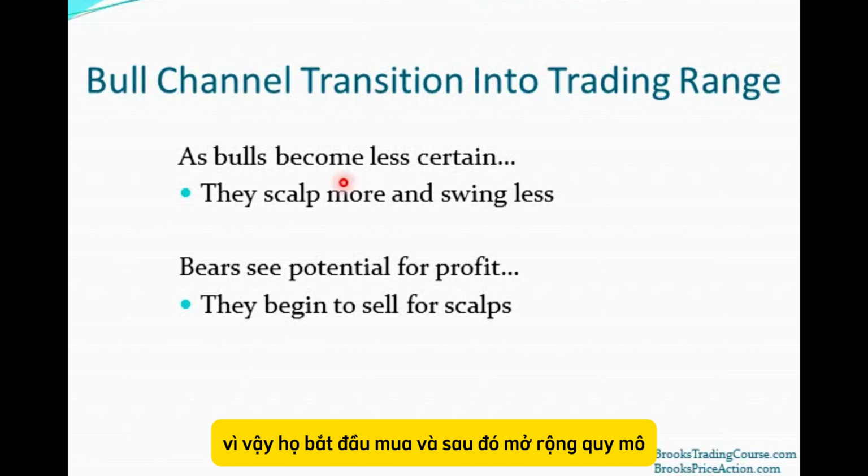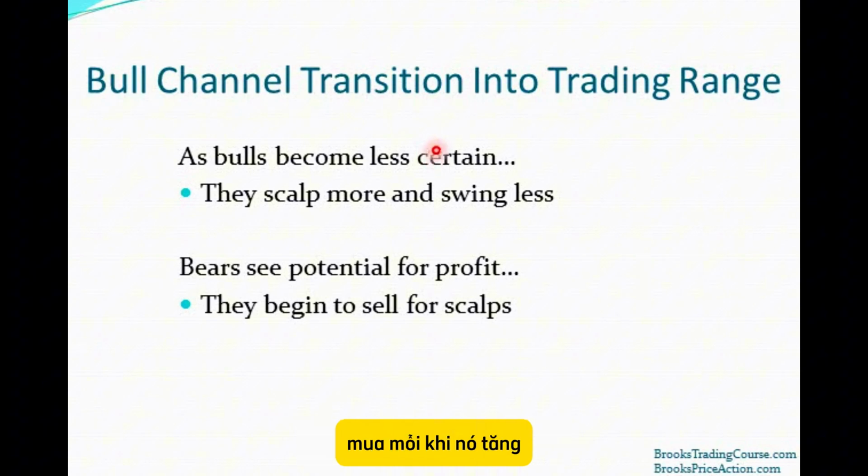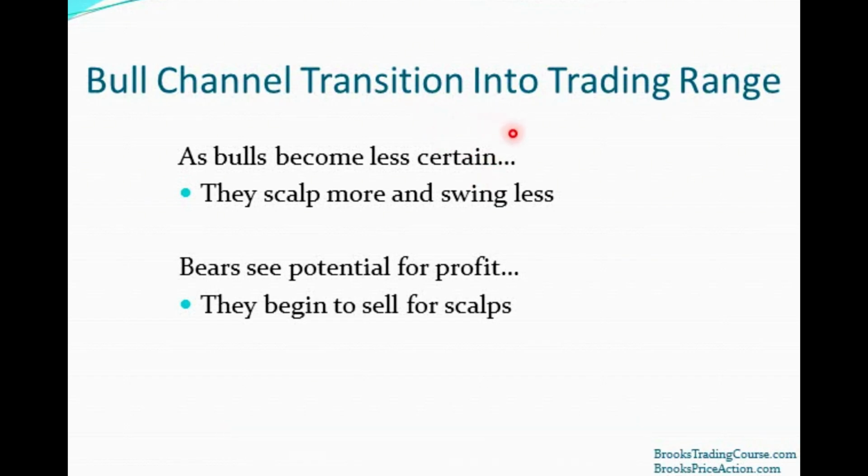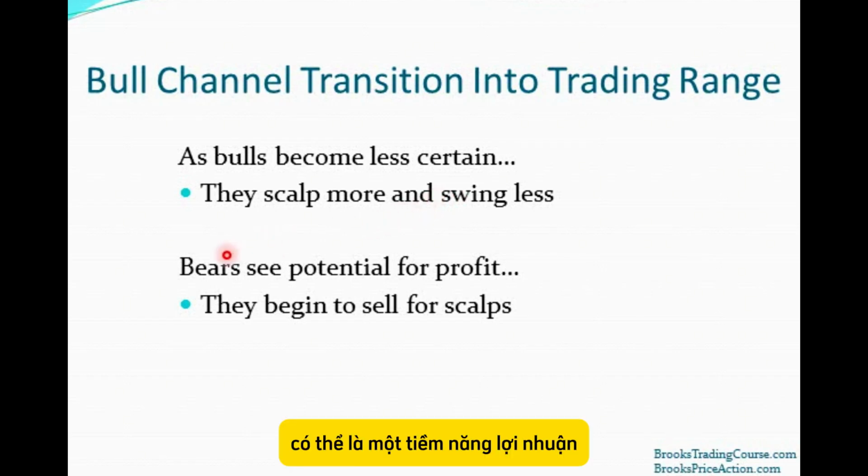So they start buying and then scalping out, causing small pullbacks. Buying, every time it goes up, they sell. And all of a sudden you start to get more and more bars with tails on the top and more sideways price action. Bears start to see that there's maybe a potential for profit if they sell.